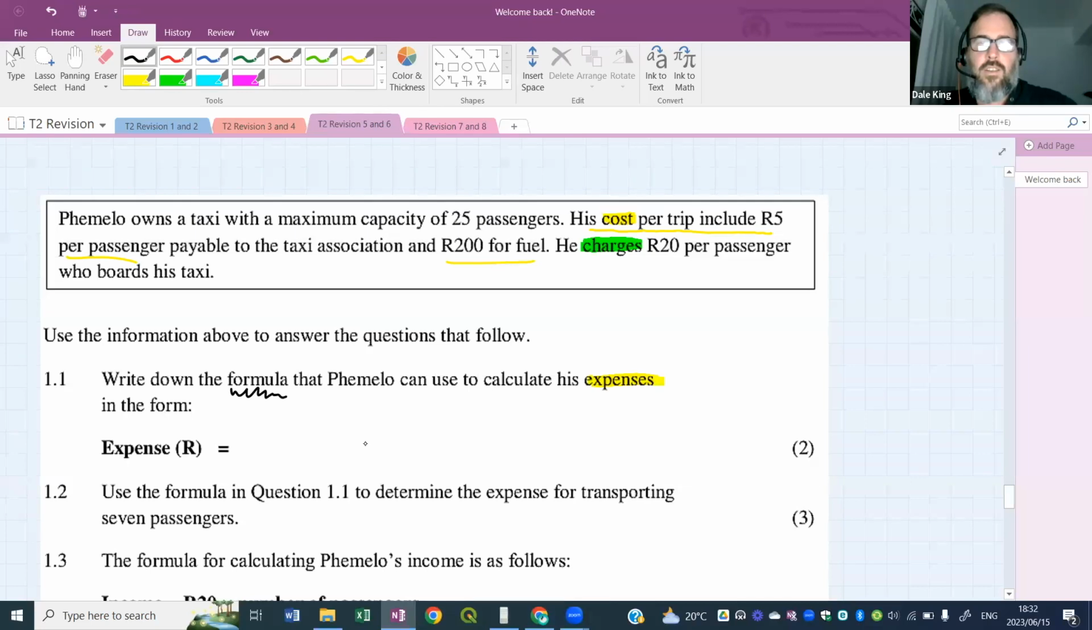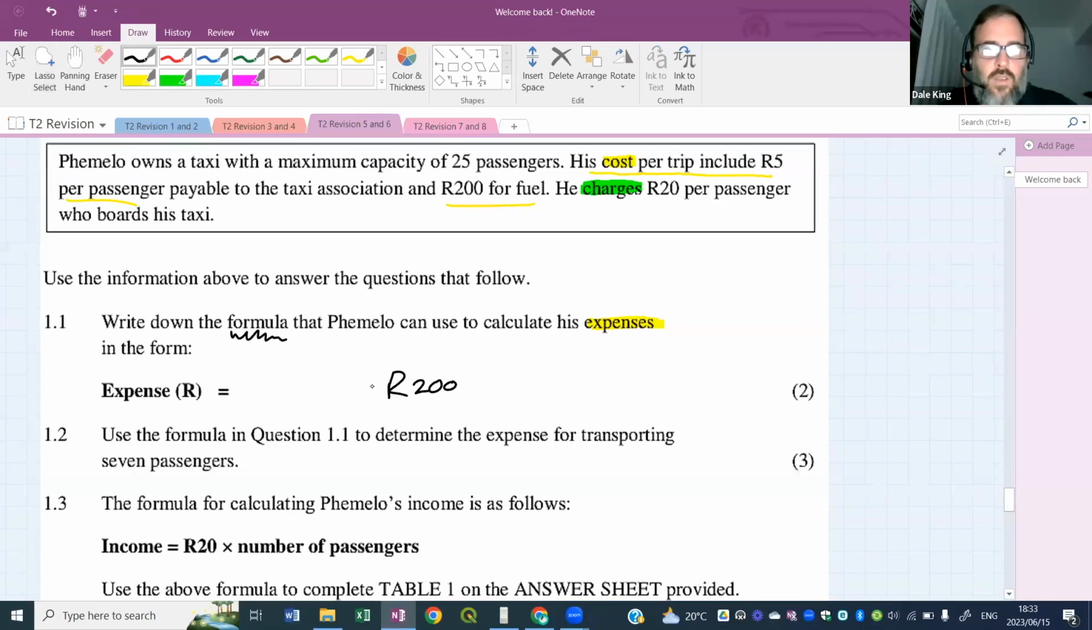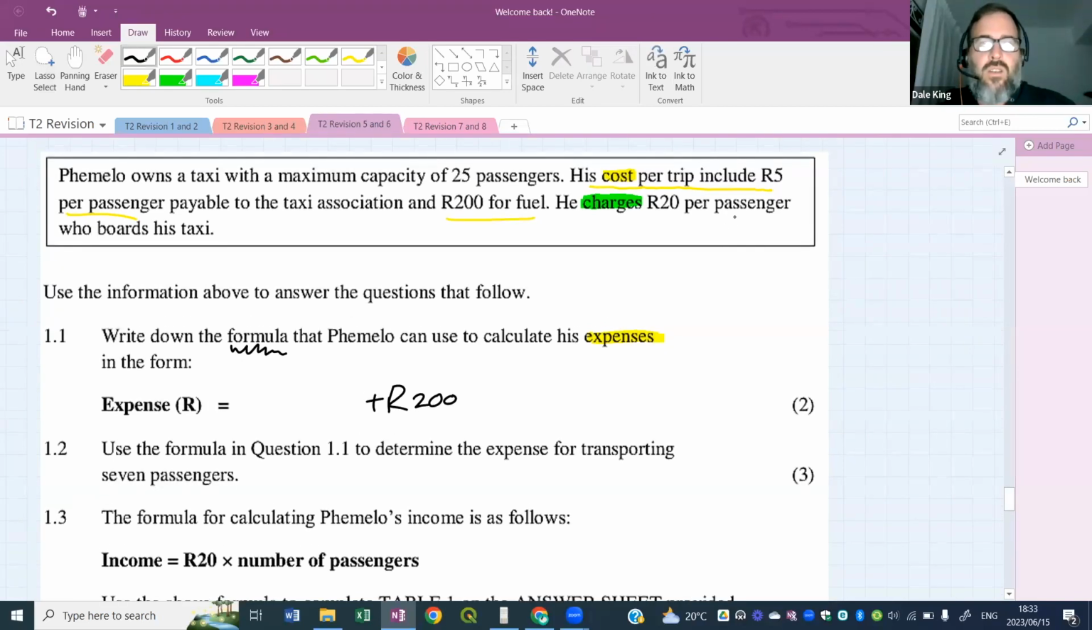You said 200 plus. I heard you say plus. You said 200 plus because you were thinking the right thing. You were saying, sir, I've got to take fuel, which is 200, and add it to something else. So we've got 10 passengers, and each one costs 5 Rand. What math would you do? 10 passengers, each one costs 5 Rand. That's 50 Rand. How did you get that? What math did you do? 5 times 10.